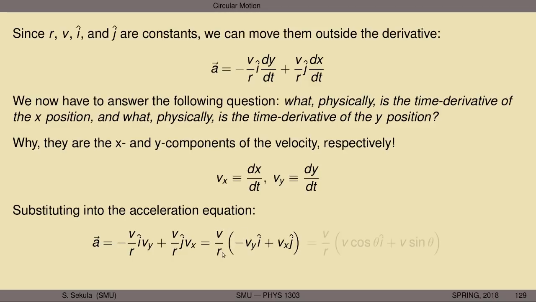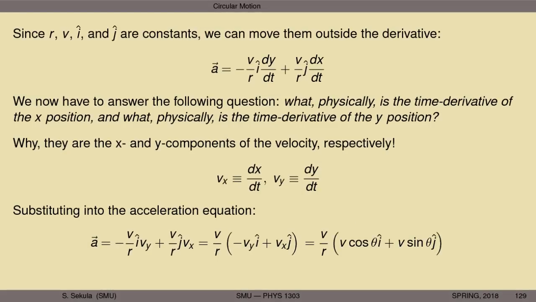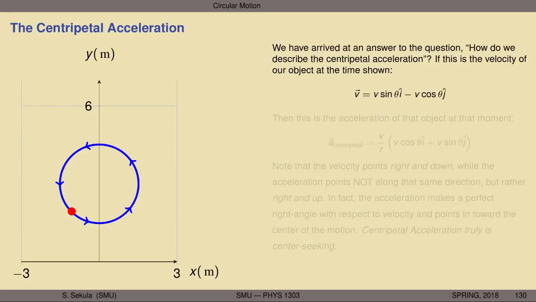So we've got v over r out in front, and then we've got negative vy i hat plus vx j hat. And I'm not a big fan of having Vy and Vx in here because I don't really know what they are, but I'm going to write them back again in terms of these trigonometric relations. I'm going to substitute for Vy and Vx in terms of the speed v and cosine and sine of theta. And the reason I do that is that I can then pull an additional v that multiplies all of this stuff inside the parentheses out in front one more time.